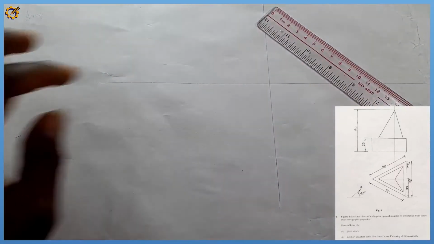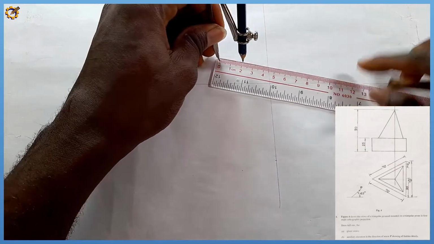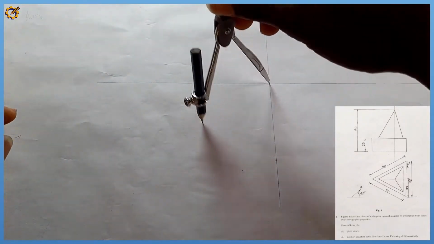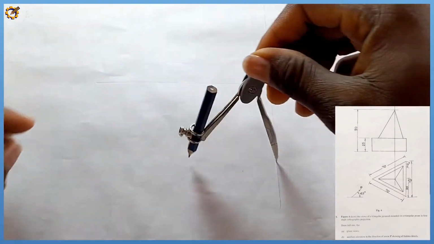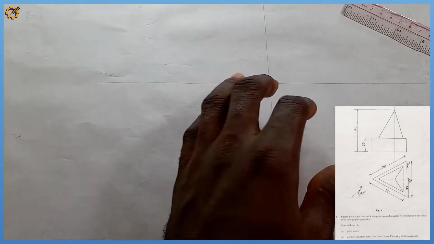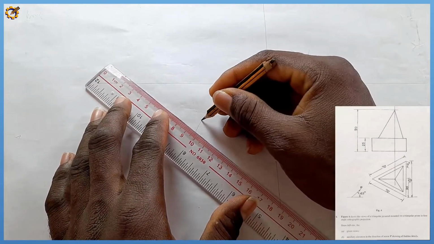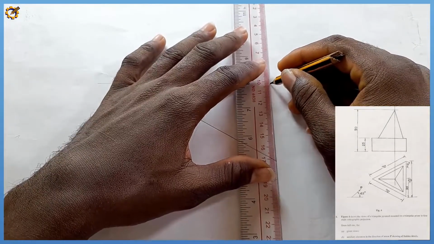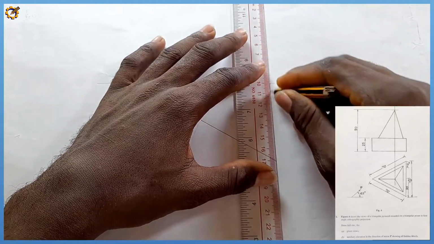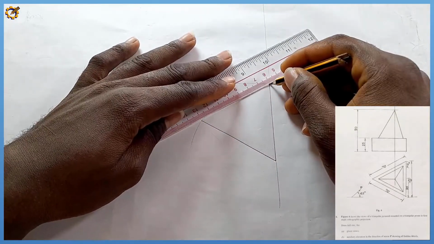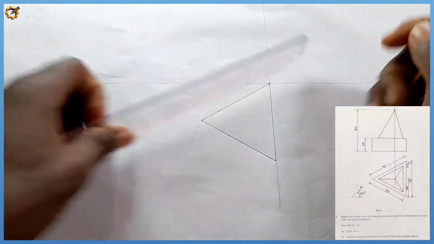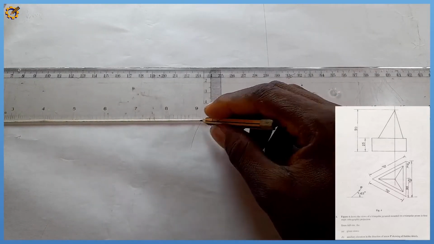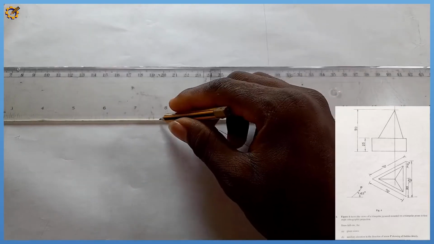Okay, then the next procedure, I'm going to pick my compass. I'm going to measure 70, which is this. With 70, I stand right here, I draw a faint arc. With 70, standing on mark 70, I draw the second arc. So with that, I produce this right here. So right at the center, I'm going to project a faint horizontal line, which is this, faintly.